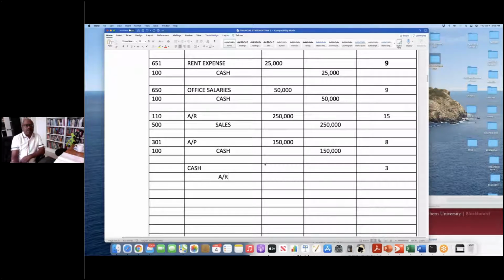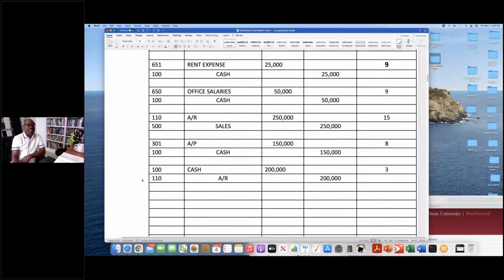Why not credit sales? Because you didn't earn anything. You're receiving. Well, you earned it in this one here. You already earned it. Now you're collecting the cash. But sometimes some people like to credit sales here. But this 3 follows the 15. What's our account numbers? 100 and 110. Okay.